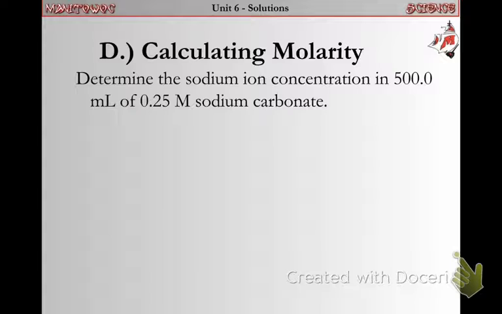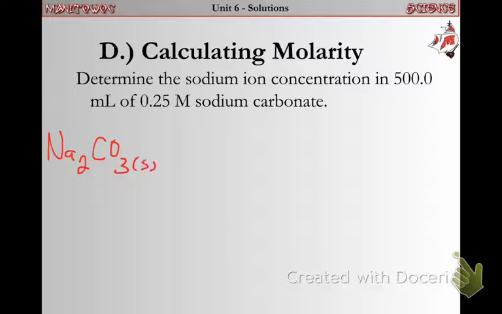One more example problem. Now we just want to determine the sodium ion concentration in 500 milliliters of a 0.25 molar sodium carbonate solution. All right, so let's walk through this one. The first thing that I notice here is that sodium carbonate is given in words and it isn't given as the formula, so I'm going to go ahead and write that. That's going to be Na2CO3. That's my sodium carbonate.